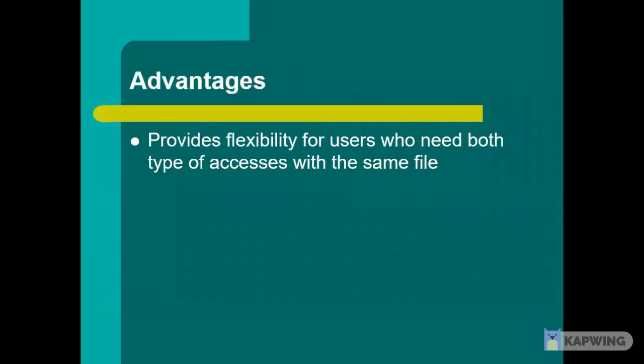Then what are the advantages of random access file? It provides flexibility for users who need both types of access with the same file. Then it is faster than a sequential file. In sequential, you should go from start to end, but in random access, we can directly go to that specific record. So it is faster than a sequential file.